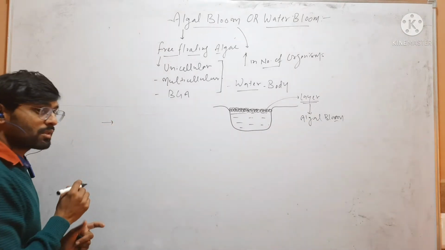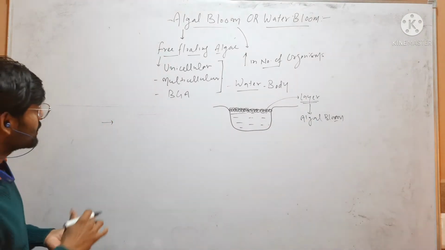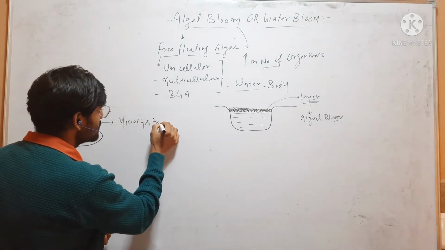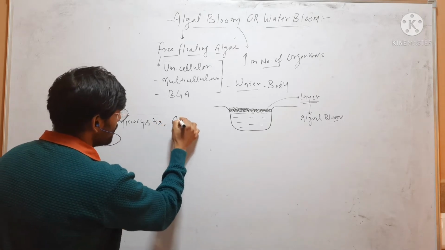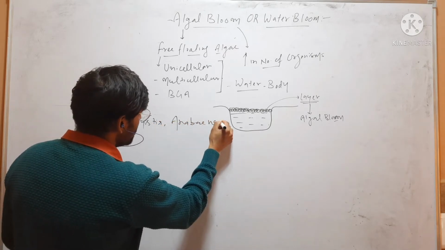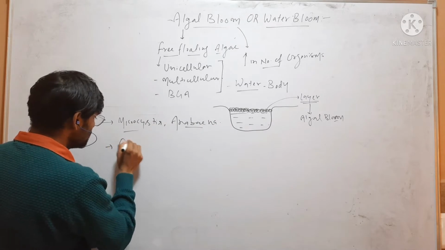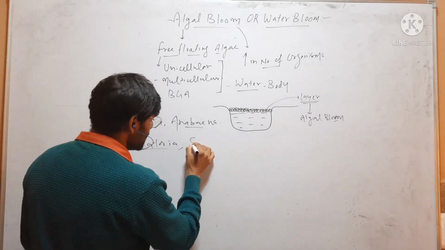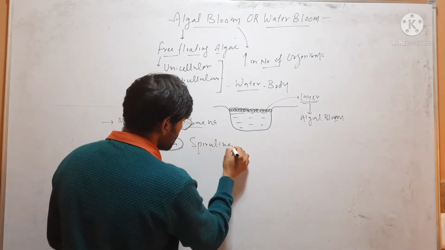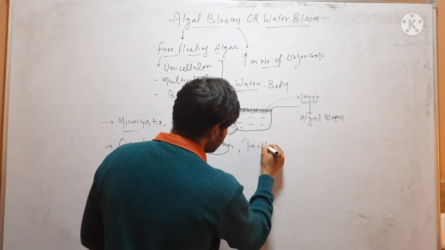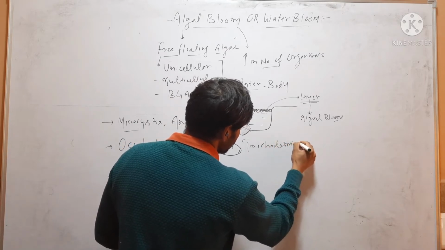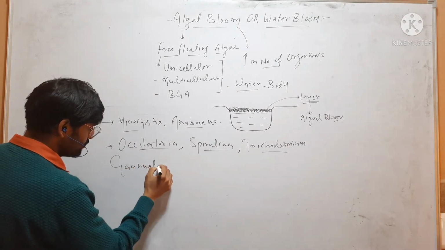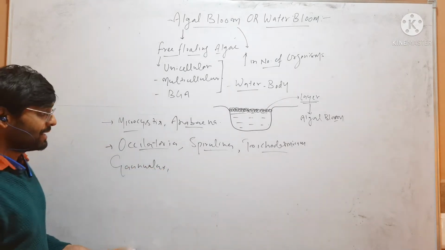Some common algae that form algal bloom are Microcystis, Anabaena, Oscillatoria, Spirulina, Trichodesmium, Gonyaulax and Gymnodinium.